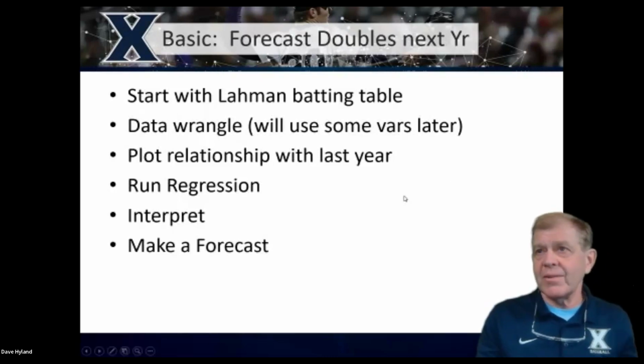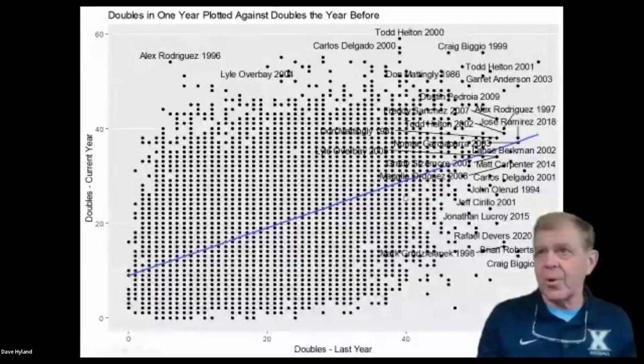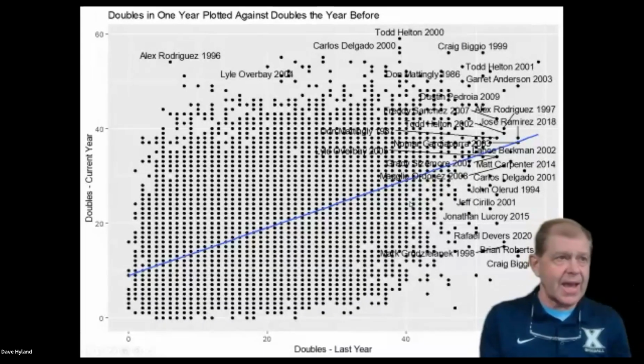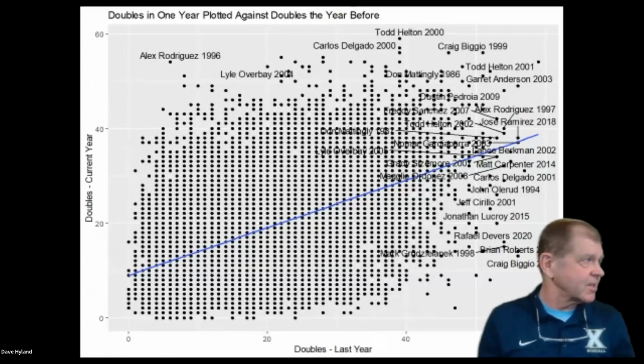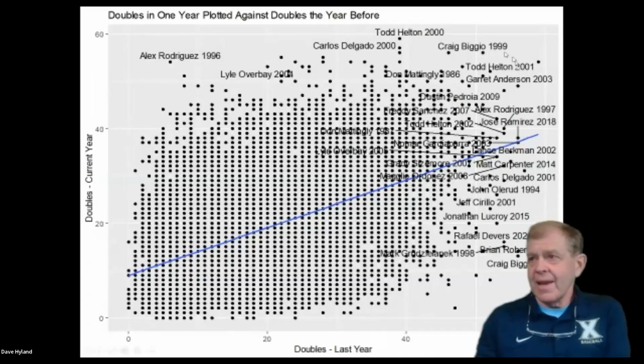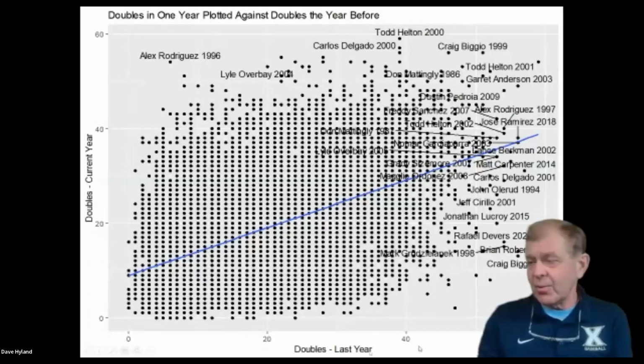Before we get into the R coding, let's just take a look at what doubles this year versus last year looks like. On my horizontal axis, I've got last year's doubles and this year's doubles.